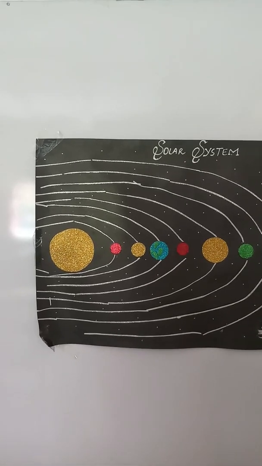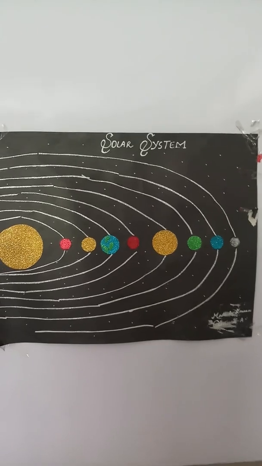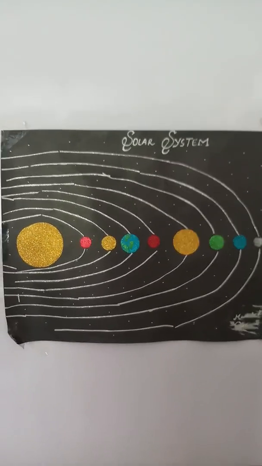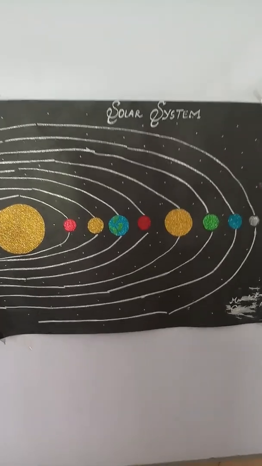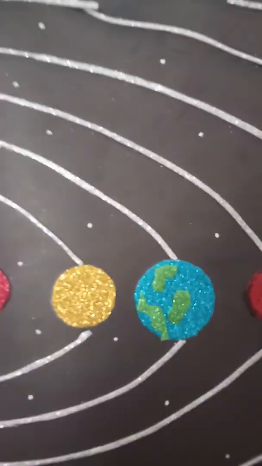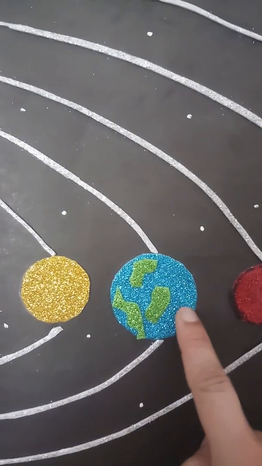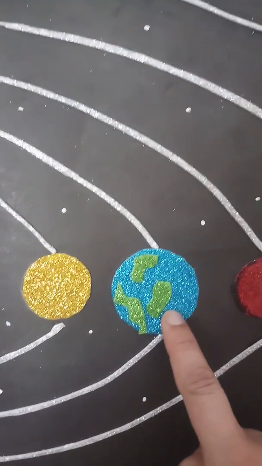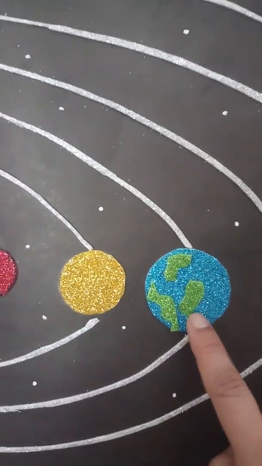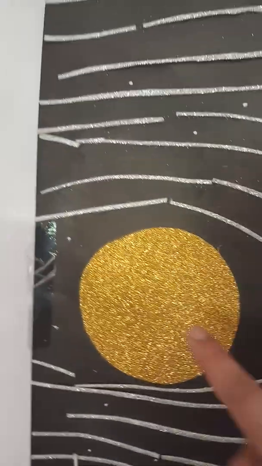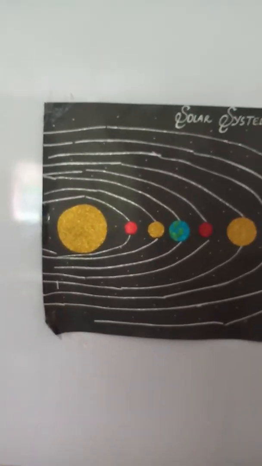You can see the sun, a big ball, and there are 8 planets around this sun. And you can see this one is Earth. This is our Earth, and the blue area is the water, and the green area is covered by land. So the sun is a huge ball of hot gases.